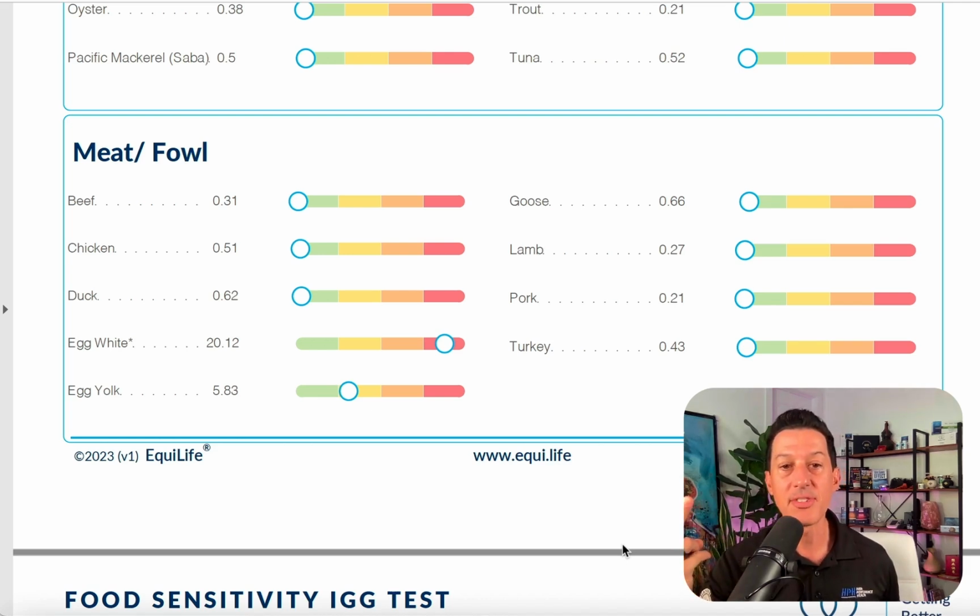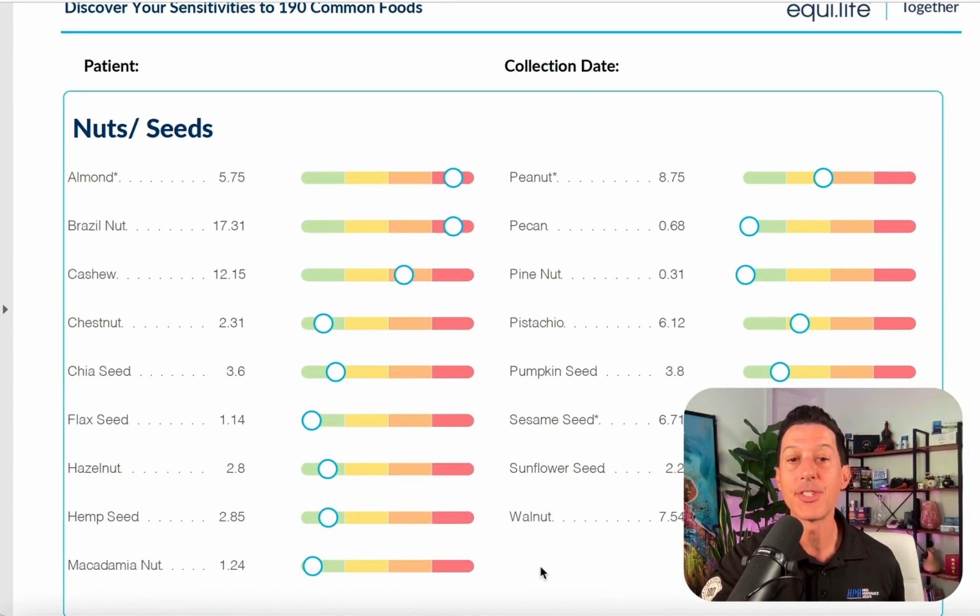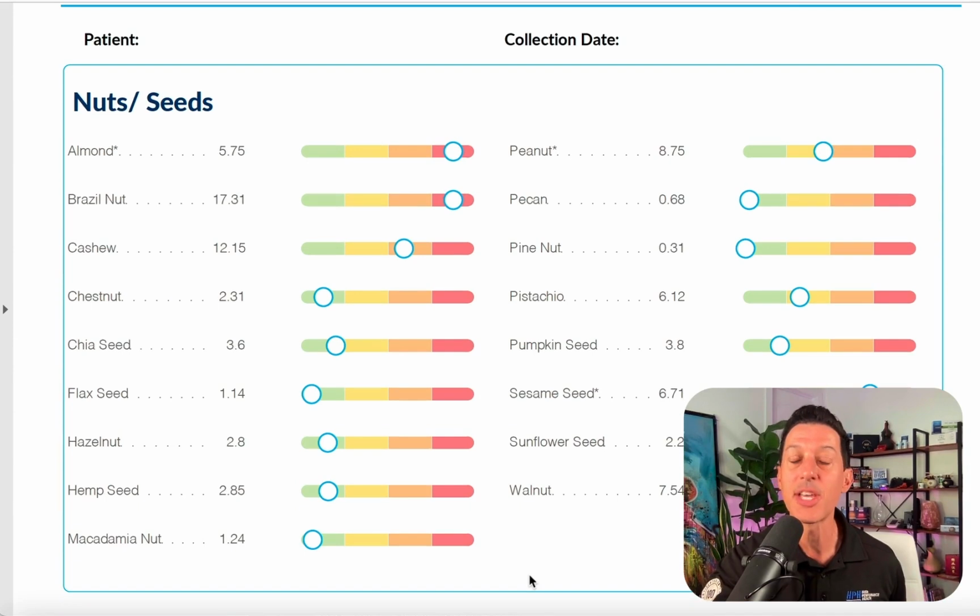Number two food sensitivity from an IgG perspective are eggs, specifically egg whites. Oftentimes, the yolks are not an issue. And that is because there are more allergens in egg whites than yolks themselves, even though both have about 3 grams or so of protein. Just the profile is different.